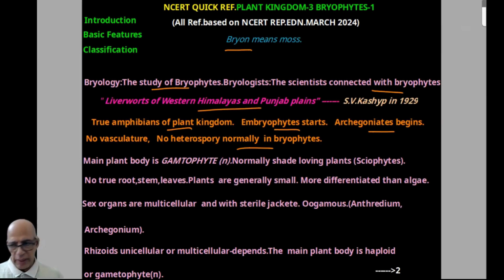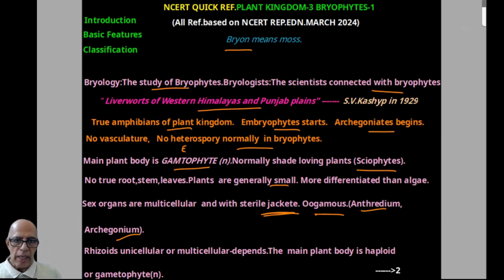Now, general characteristics we are discussing. Main plant body is gametophyte, that is haploid. And normally they are shade-loving plants, they are called sciophytes. No true root, stem, leaves. And plants are generally small. More differentiated than algae because they are evolved than algae. Sex organs are normally multicellular and with sterile jackets. So jacketed sex organ starts mainly from bryophyte. Sexual reproduction is oogamous. Sex organs are Antheridium and Archegonium. I think this part is clear.